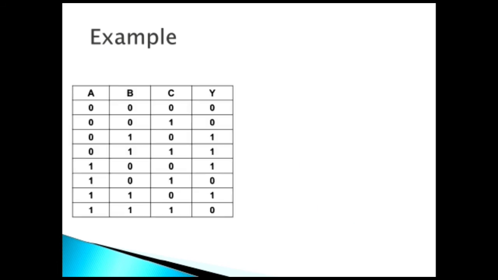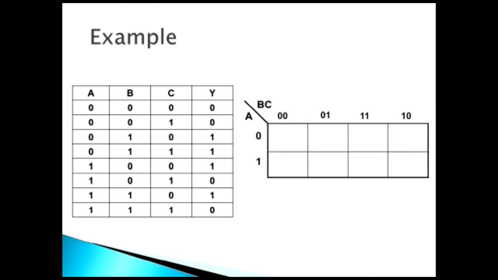Now, let us discuss more examples. Suppose this truth table is given to us. As we are looking, there are 3 variables, so there will be a K-map like this. Now, we will place the output 1 at the proper cell.